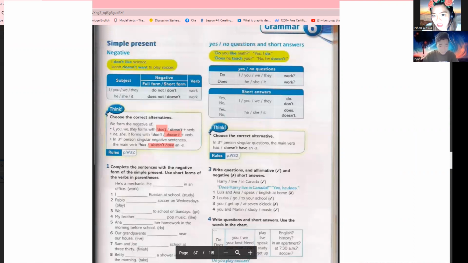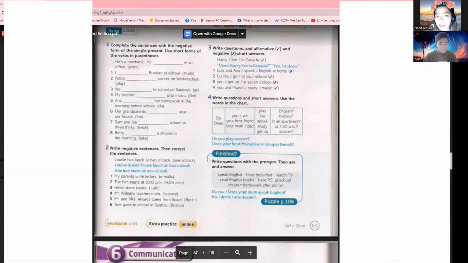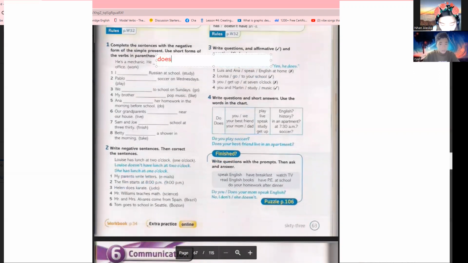How about the next activity? Ryan, I want you to tell teacher, complete the sentences with the negative form of the simple present. Use short forms of the verbs in parentheses. Take a look at the example: He's a mechanic. He doesn't work in an office. How about number one? The verb is in the parentheses. I don't study Russian at school.